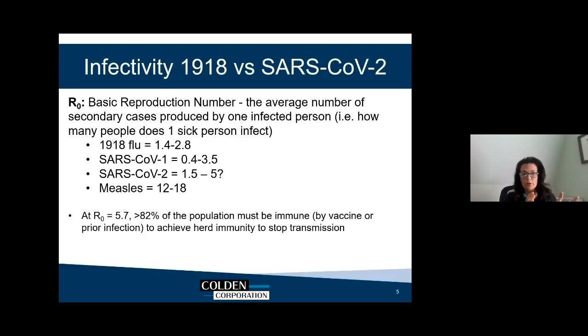And just for a benchmark, we know the 1918 flu, depending on areas, had an R0 of 1.4 to 2.8. So one person was infecting about 1.4 to 2.8 people. Contrast that with measles, which is crazy infectious, which is why everyone should be vaccinated. One person with measles can infect up to 18 other people just like that in the time course of their illness. So we know that SARS-CoV-1, we could drive it down to 0.4. In certain outbreak areas, it was up to 3.5. Right now, based on our contact tracing, it's looking like SARS-CoV-2 is about 1.5 up to 5, which is too high, which is absolutely too high.